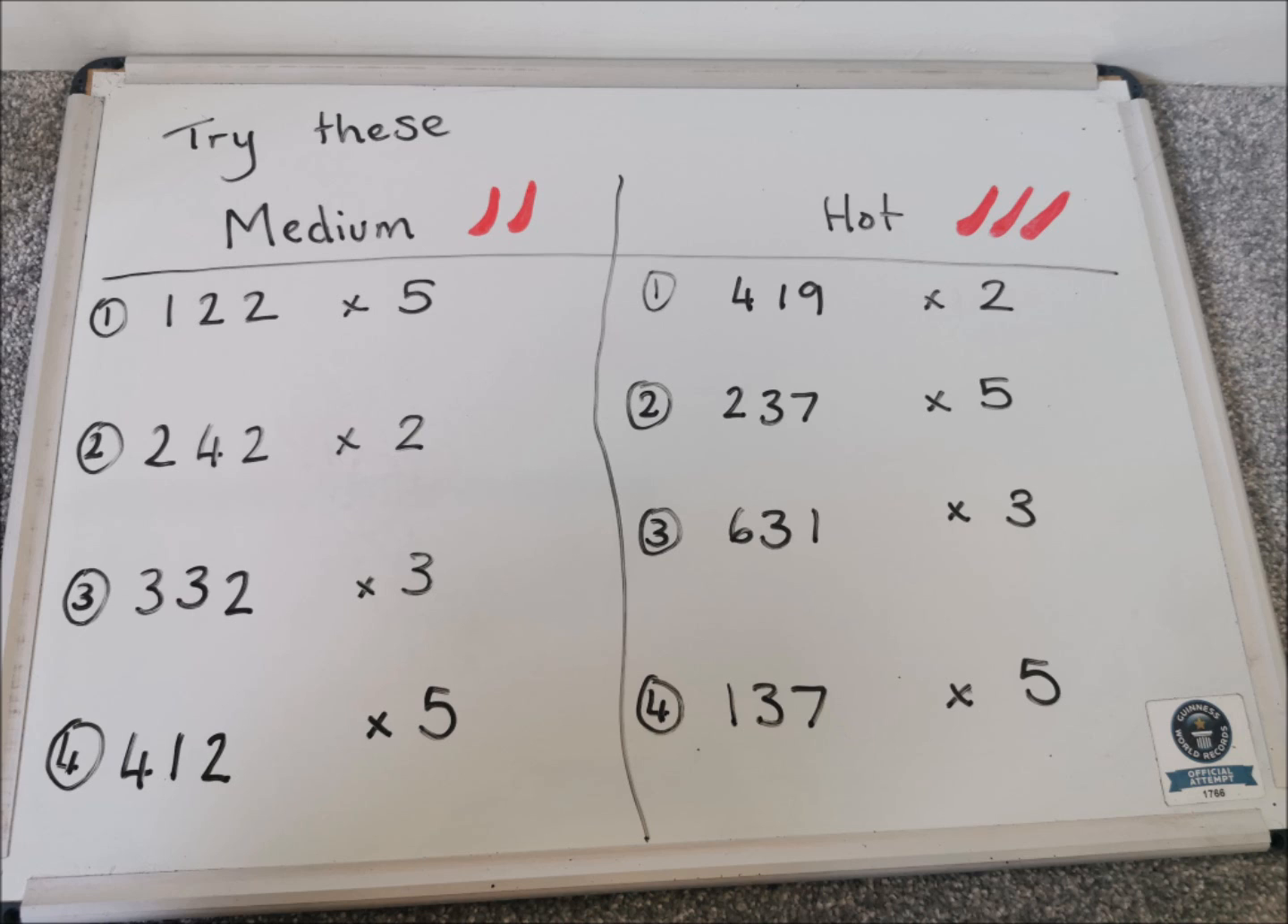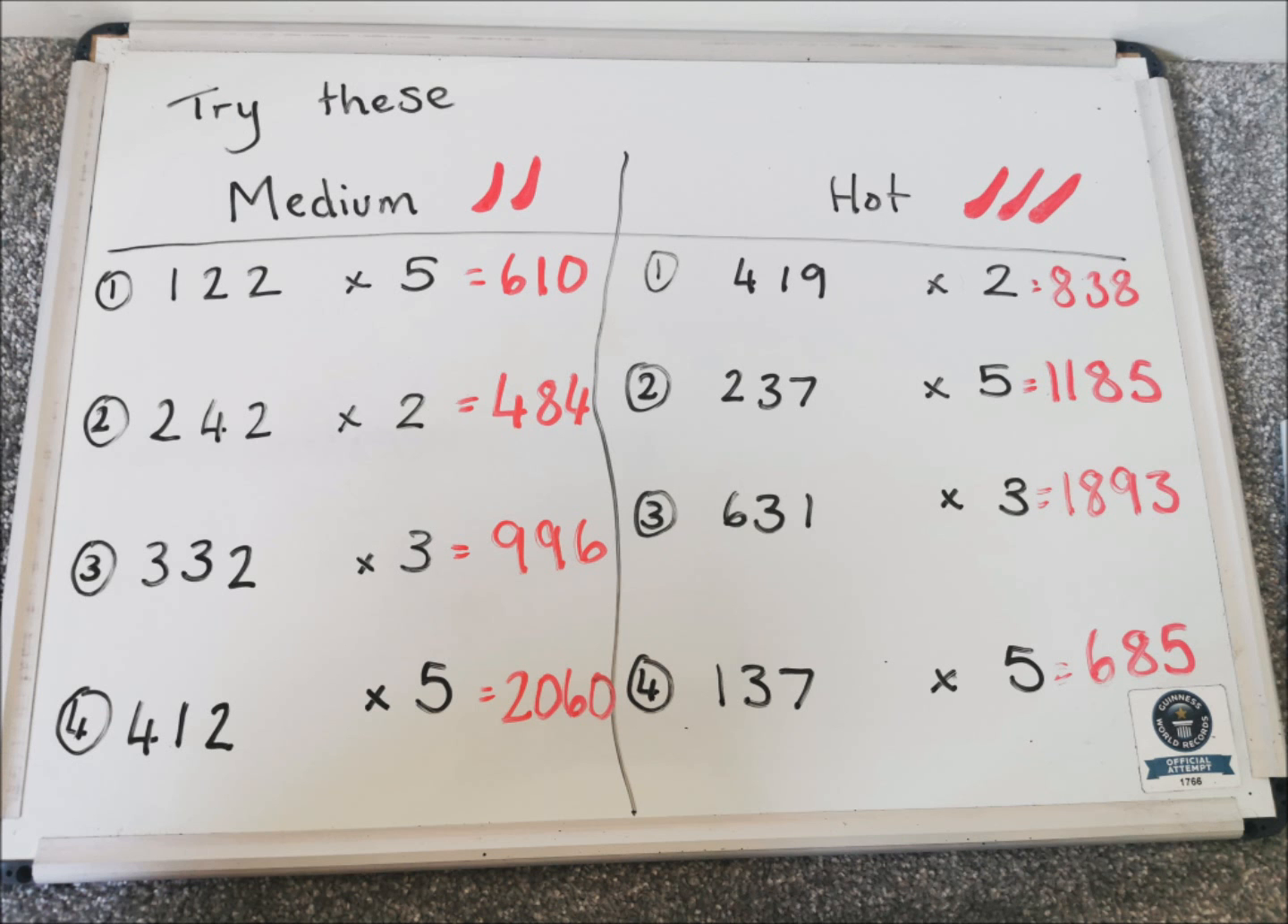Okay, well done if you've been working really hard on those questions. So let's go over some answers. So for medium, number 1, the answer is 610. Question 2, the answer is 484. Question 3, the answer is 996. And then question 4 had a little bit of carrying in it, so that was probably the trickiest one in the medium section. So the answer there is 2060. So well done if you did the medium today.